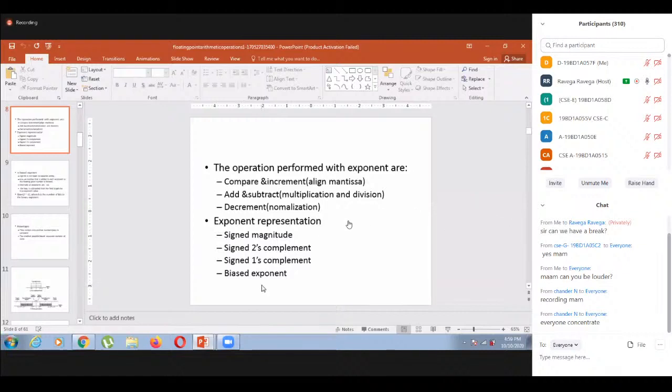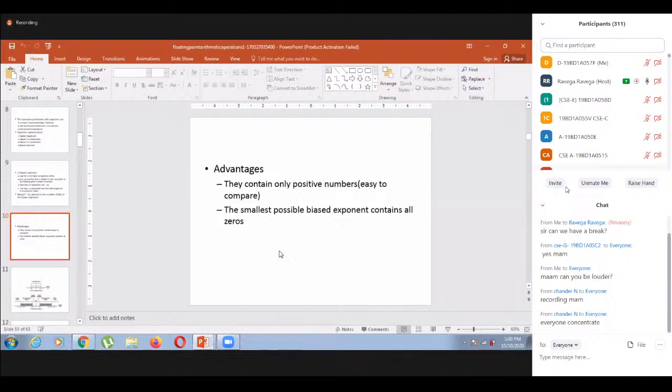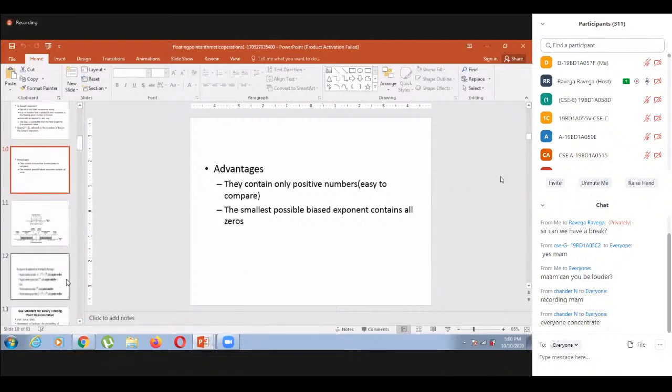The last representation is biased exponent representation. Biased exponent means all the numbers are represented as positive numbers. That is called a biased exponent value. So these are the advantages of the biased numbers. It contains only positive numbers, and the smallest possible biased exponent contains all zeros.